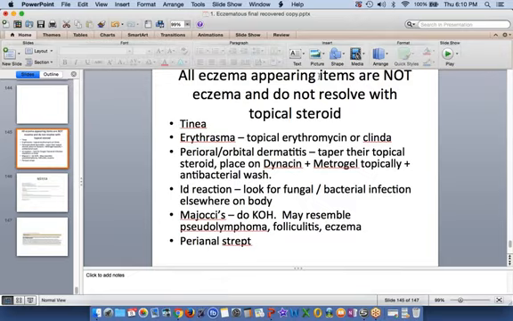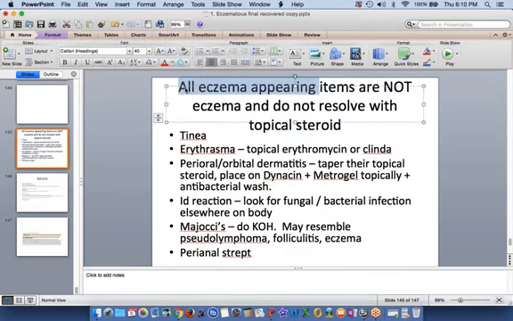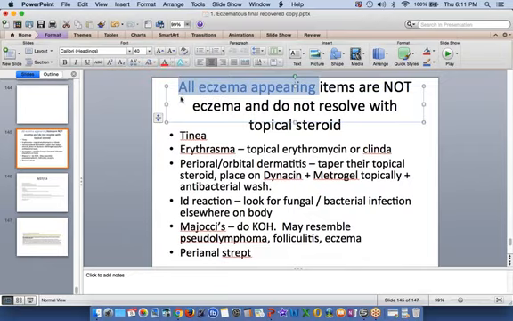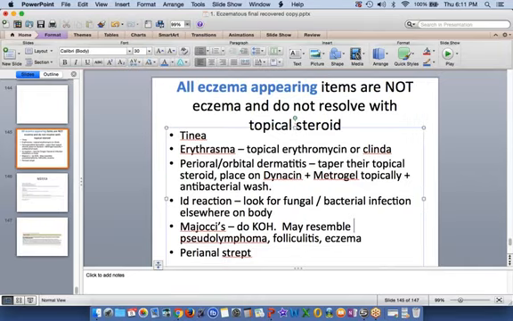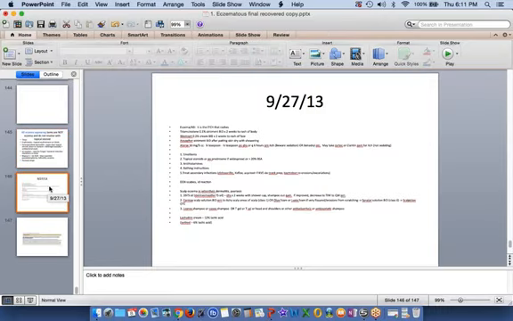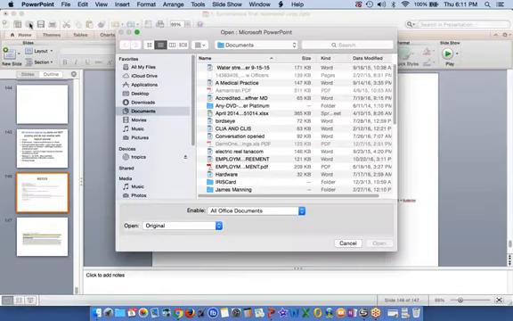So always remember what Dr. Tager is saying. All eczema that appears may not be eczema, it may be one of other conditions. So please doubt yourself. There's nothing wrong with doubting yourself because when you doubt yourself, you usually get things right. So try to get it all right. And that is the end of our lecture for today.